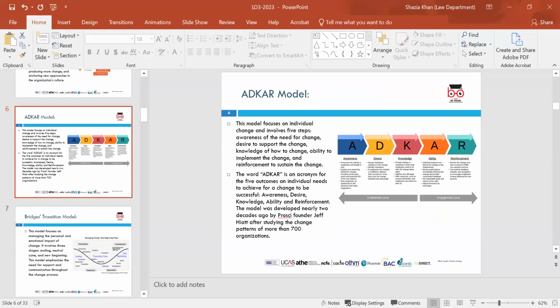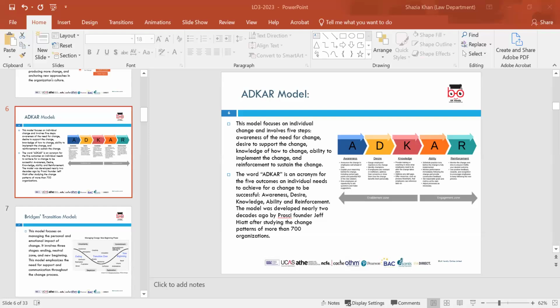Then we've got the ADKAR model, another really famous model that's used by lots of institutions and a lot of organizations. The ADKAR model is a goal-oriented change management model that focuses on managing change at the individual level. ADKAR stands for awareness, desire, knowledge, ability, and reinforcement, representing the 5 key stages individuals must go through to adopt and sustain change successfully.